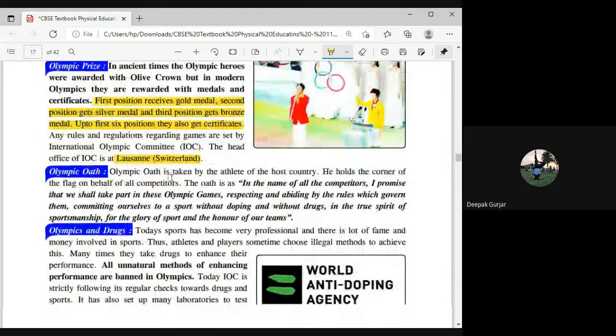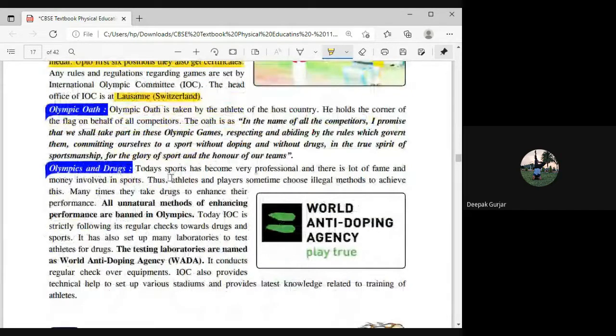So now let us come to the Olympic oath. What is this Olympic oath? The Olympic oath is taken by the athletes of the host country. Those who are attending the Olympics must take the oath. An oath is a promise or pledge. When they participate in games and sports, they will perform by abiding by and respecting the rules of the game, with the true spirit of the game and sportsmanship. So the oath is very important. It plays a very important role.